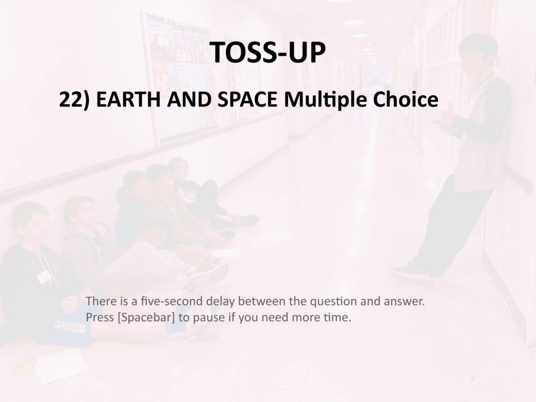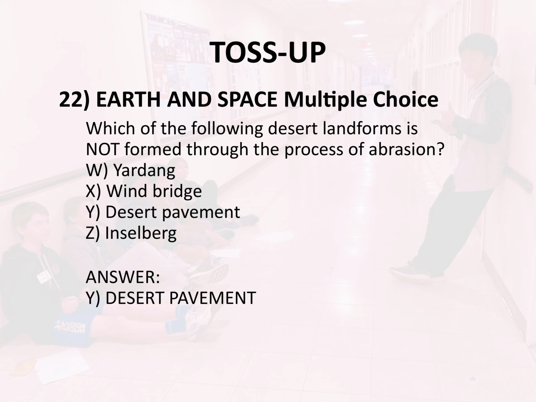Toss-up, 22. Earth and space multiple choice. Which of the following desert landforms is not formed through the process of abrasion? W. Yardang, X. Wind bridge, Y. Desert pavement, Z. Inselberg. Answer. Y. Desert pavement.